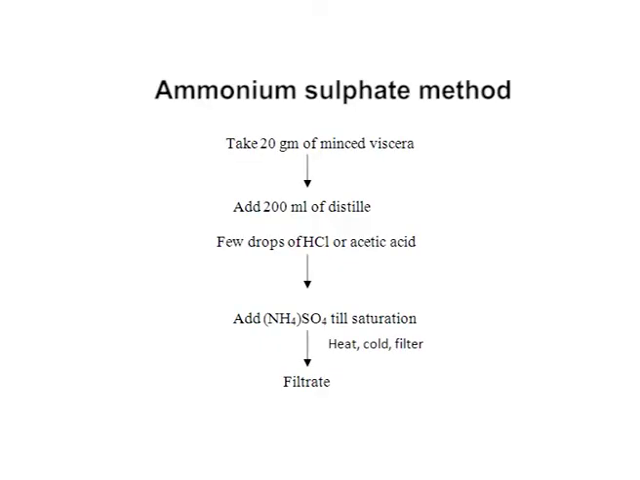Now we talk about the ammonium sulphate method. Dear students, pay attention, this is a very important method. This method is known as the modified Nicholls method. It is useful for extraction of drugs from material with more protein content, and it is useful for all types of drugs, that is acidic, basic and neutral drugs. Here we take 20 gram of minced viscera. To it is added 200 ml of distilled water. It is made acidic by using HCl or acetic acid. To it, we add ammonium sulphate till saturation is attained. We filter it.